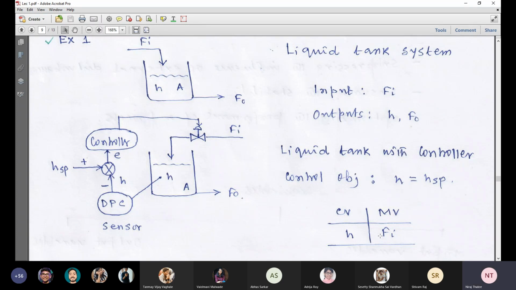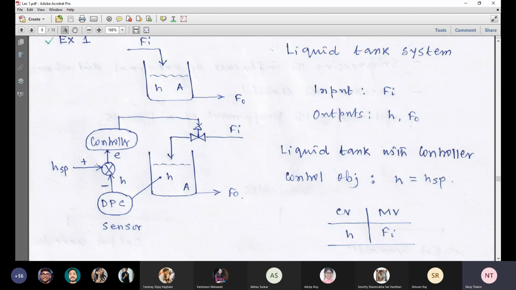Fine. Then in the next step, you draw this configuration. As I discussed, the control variable is height. So you first measure this liquid height, employing one sensor. Here the sensor is a differential pressure cell, DPC. Then this DPC gives us the measured height, which carries a negative sign, and the set point value, which is fixed by us, has a positive sign.